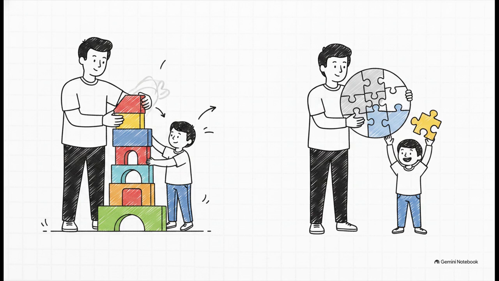Scaffolding is when you provide heavy support at first and then slowly back off as the child gets the hang of the ropes. Backward chaining is kind of a neat trick where the adult does all the hard steps at the beginning of a task and lets the kid do the very last step. This guarantees they experience immediate success and get a huge confidence boost. Then you just slowly work your way backwards as they master more pieces of the puzzle.